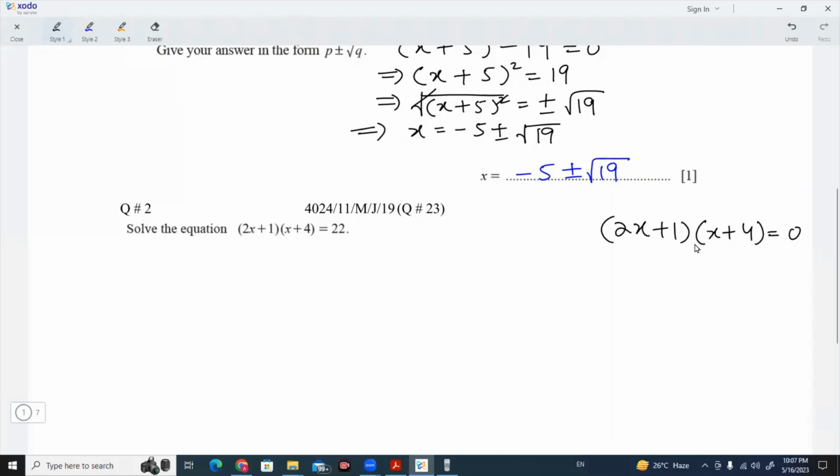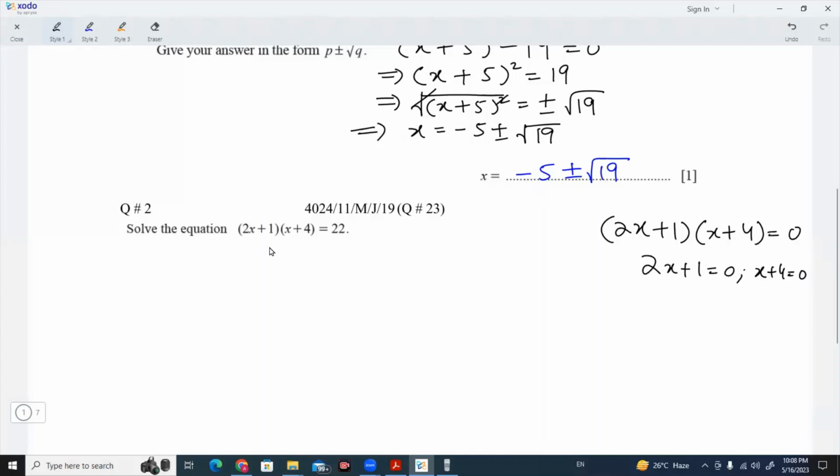It's obvious. If we multiply 5 with 0, it results in 0. You can say the 0 is at the first place or the second place, both give a 0 answer. So in this case, we can write 2x plus 1 equals 0 or x plus 4 equals 0. But it cannot be written like this, 2x plus 1 equals 22. No, it will be wrong.